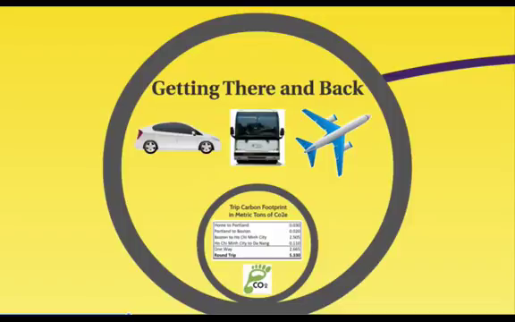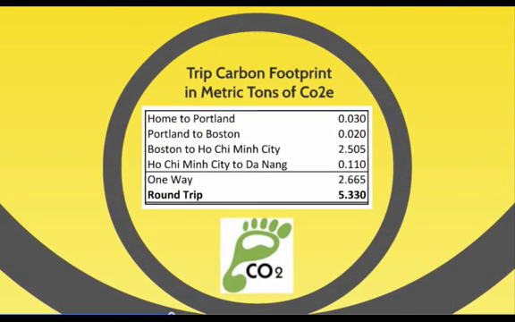One of the things I especially liked about this website is that I could click the box for the radiative forcing factor, and that produced a little bit higher number for carbon dioxide, and I liked that, kind of erring on the side of more rather than less. And as you can see from the chart, my round-trip carbon footprint for my trip to Vietnam is 5.33 metric tons of CO2e.